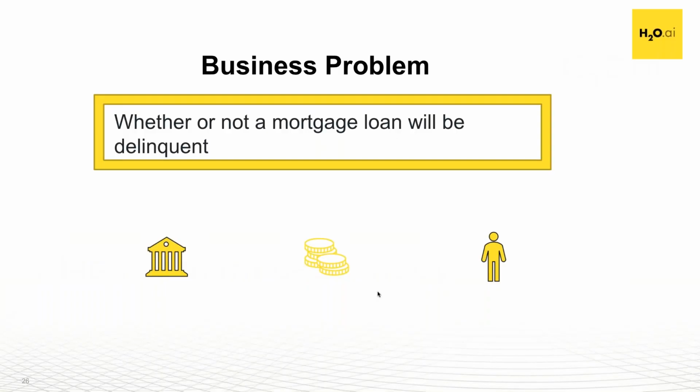So the problem that we're going to do today is a fairly known business problem, and it comes from the banking industry about whether or not a mortgage loan will be delinquent, that is, whether a person will default on the loan or not. Now, this problem is a fairly common problem, and a lot of industries actually use machine learning for this, including banks and financial institutions.